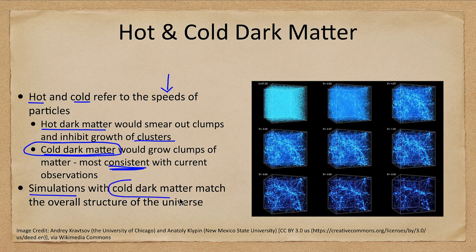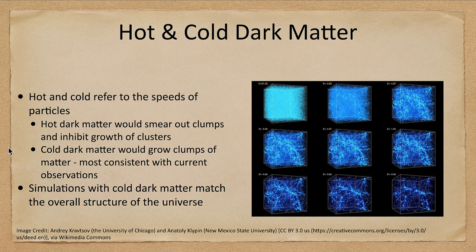Simulations using cold dark matter match the overall structure of the universe. If we leave dark matter out of the simulations, we cannot form the structures that we see in the age of the universe. However, models such as this one, starting very far back, close to the Big Bang, and allowing those to form, the dark matter condenses out first, and then the visible matter clumps along those dark matter filaments. So we can get structures that look then today like what we see in the universe. At least the overall properties look the same. So we tend to think that dark matter is going to be some kind of exotic cold dark matter.